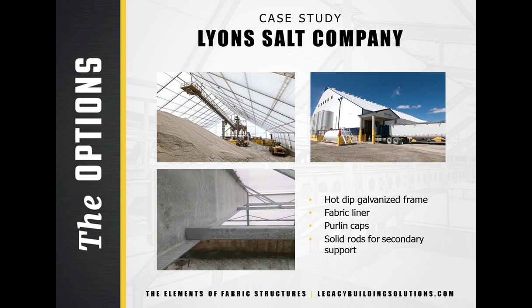Corrosion is a major concern for some industries, for example, salt mining. This building for Lion Salt in Kansas is specifically designed to resist corrosion caused by constant exposure to salt. The interior liner keeps the steel frame separated from the salt, while access panels allow workers to inspect the frame. The liner is clear to allow more light into the building, which, as you can see, is lit well enough for everyday use. Even with the liner, the frame is hot dip galvanized for more protection. Rather than steel cables, secondary support comes from solid bracing rods. Purlin caps stop salt from settling inside the ends of the purlins. Legacy crews install the building to OSHA and MSHA safety standards.